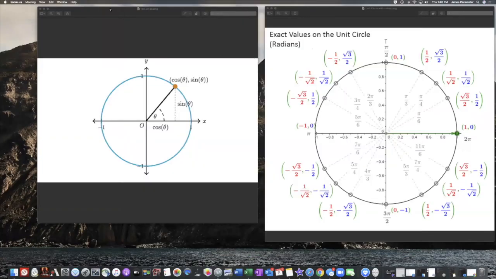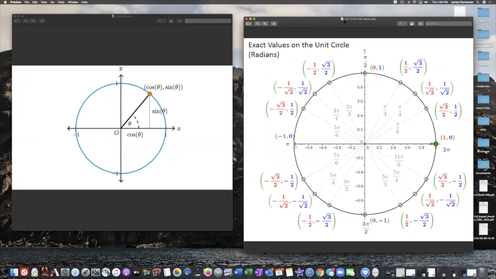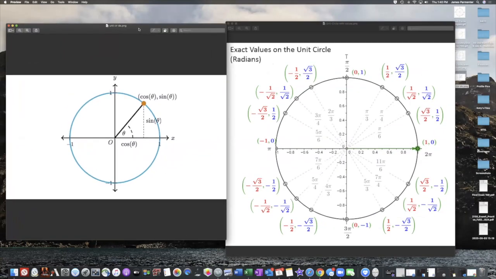So here are some unit circles. First we have this, and hopefully everyone can see this all right. This one on the left is just showing us the thing I just drew: if you have an angle theta measured from the positive x-axis, then the point where the terminal ray intersects the circle, that point (x, y), has an x coordinate of cosine theta and a y coordinate of sine theta.